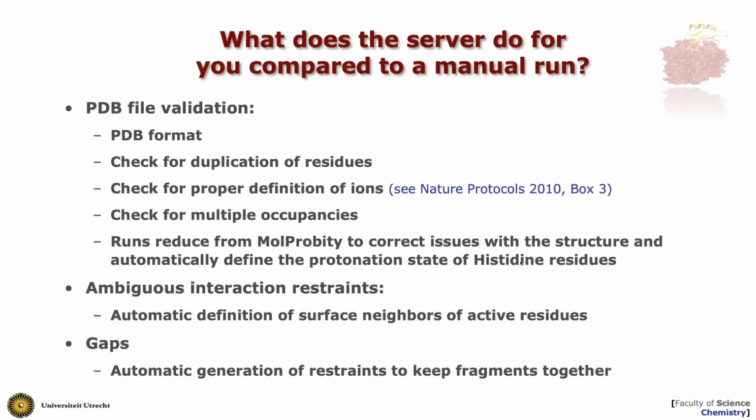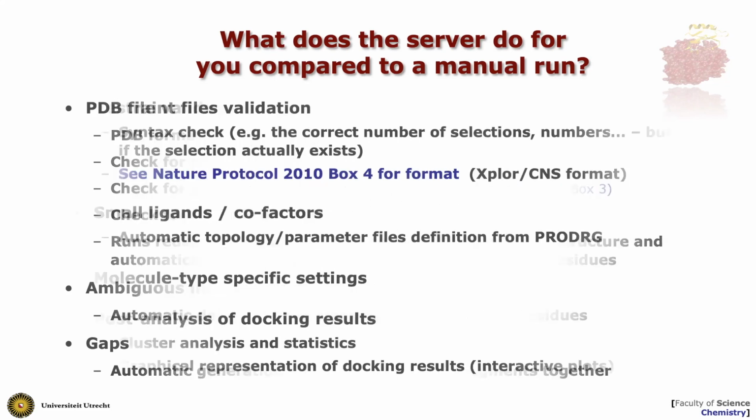We automatically define the protonation state of histidine by running MolProbity. You can override the choice made by the server. If you give a list of residues that you think are important for the binding, HADDOCK will automatically generate the restraints for that. You might have a system where you have a gap in your sequence, and when you do your refinement at high temperature, the different fragments might drift apart from each other. So when we recognize gaps, we automatically define these restraints to keep the molecule together.